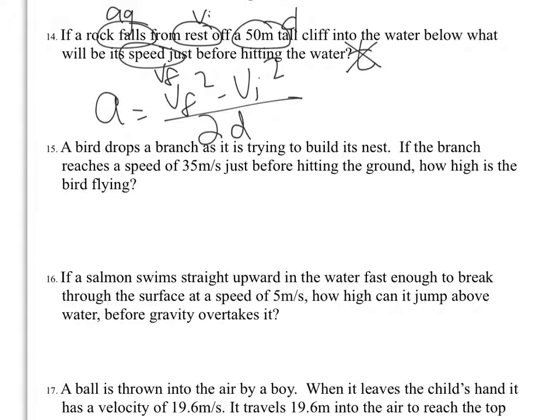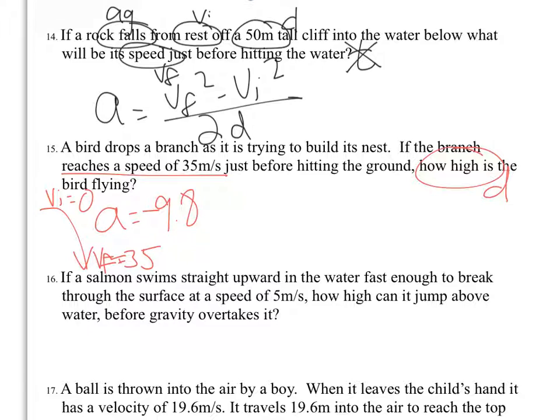Next up, a bird drops a branch. So our initial velocity at the top is 0. It reaches a speed of 35 meters per second, so that must be my final velocity. Just before hitting the ground, how high is the bird? And of course, we know if we're falling, we have our gravity.